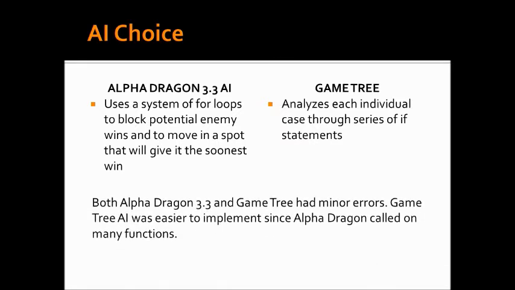Both Alpha Dragon 3.3 and game tree had minor errors which have been fixed since then. However, game tree AI was easier to implement since Alpha Dragon called on many functions. It wasn't compatible with the user interface that we implemented. So therefore, we chose game tree.